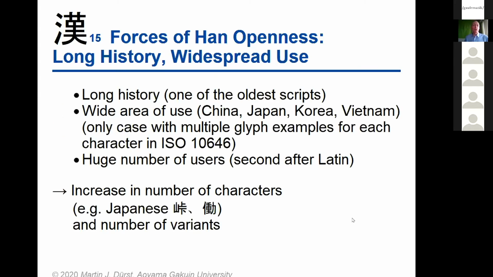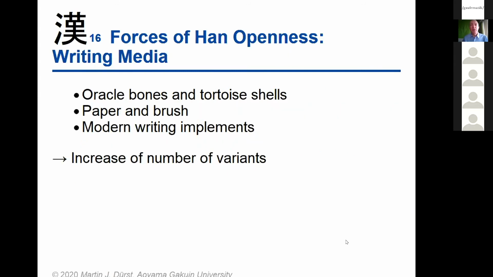But then we have other things. There's a long history and widespread use, which adds to the numbers. One example is kokuji in Japanese, a character for pass, a character for to work, which were not available in Chinese, and so on. And it also increases the number of variants. Then the next thing is writing media. Different writing media also increase the number of variants.